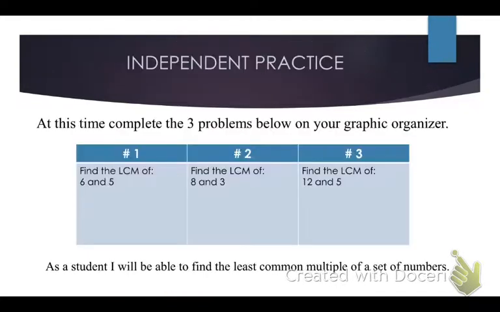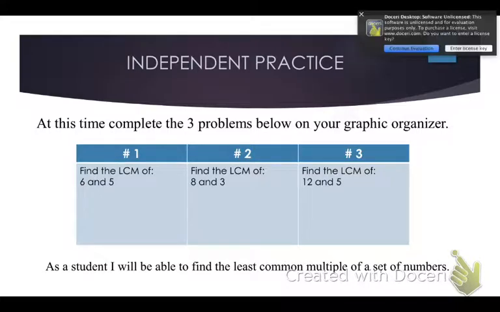All right, ladies and gentlemen, I'm going to ask you to do 3 of them. At this time, you need to complete the 3 problems below on your graphic organizer. They are under independent task. Do those 3. Good luck. In just a second, I will go over them. Good luck.